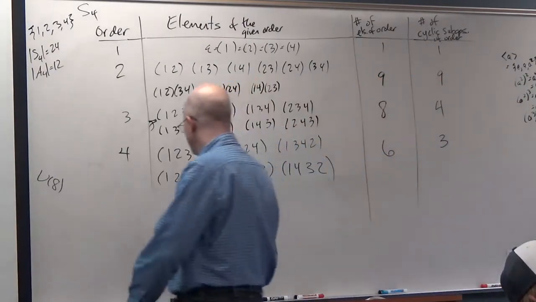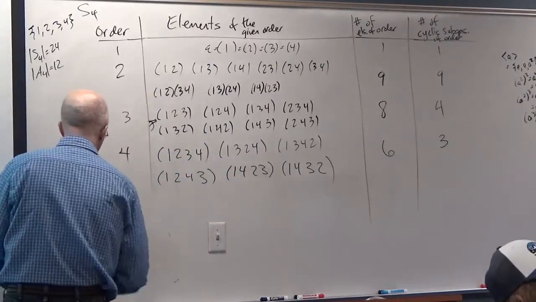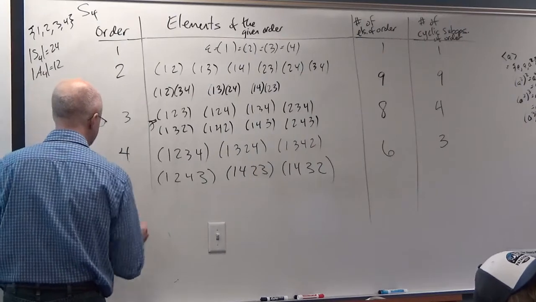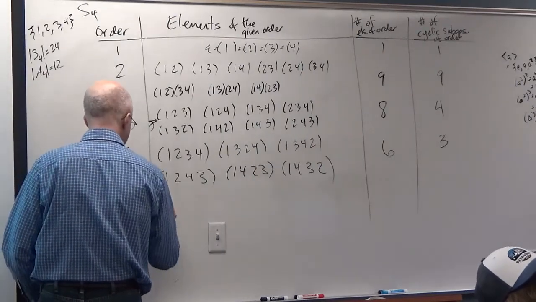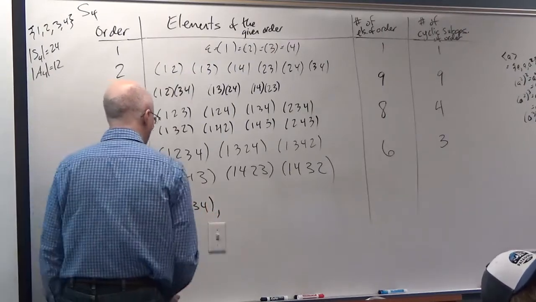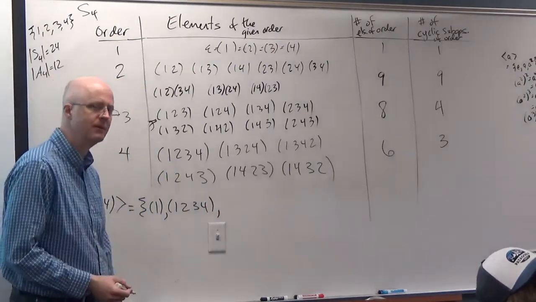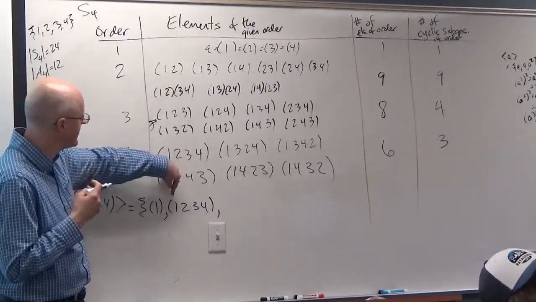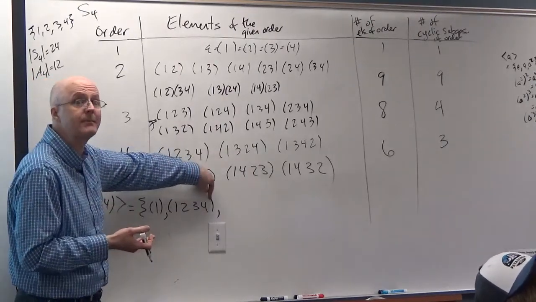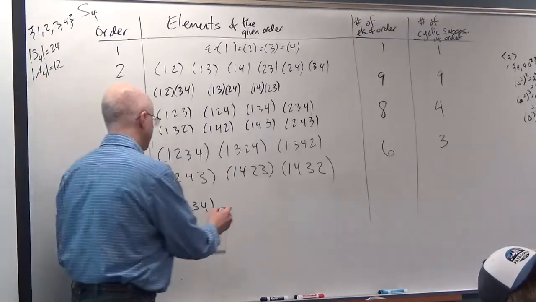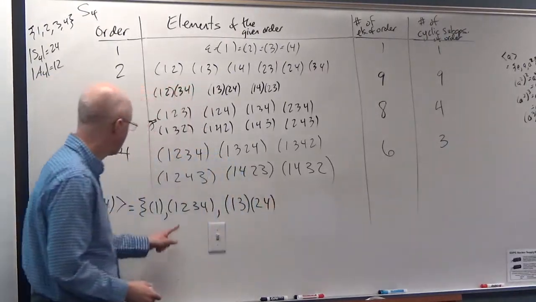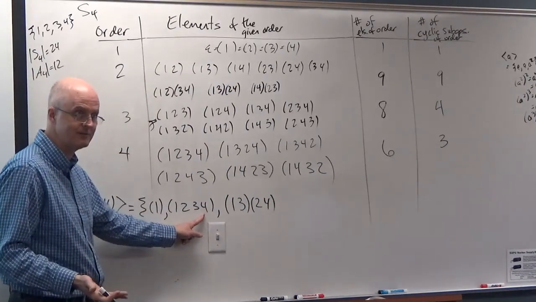What would be the cyclic subgroup generated by (1 2 3 4)? It would include the identity. It would include (1 2 3 4). (1 2 3 4) to the second power: compose it with itself. Let's see. 1 would end up getting mapped to 3. 3 would end up getting mapped back to 1. (1 3)(2 4) would be (1 2 3 4) squared.